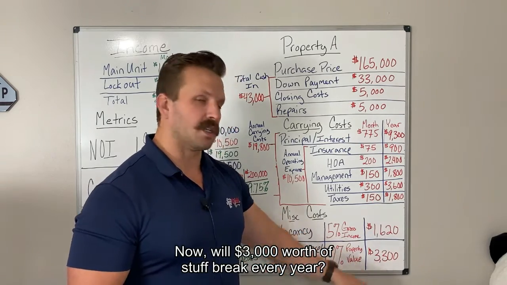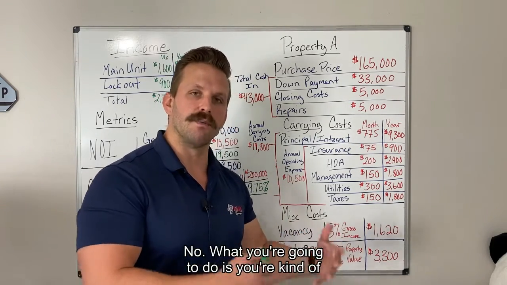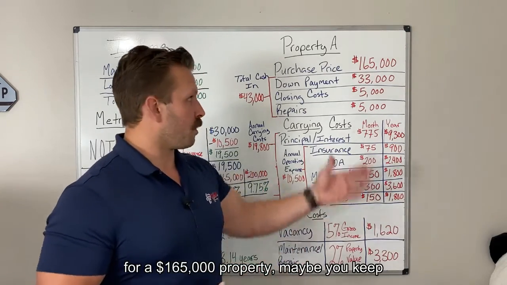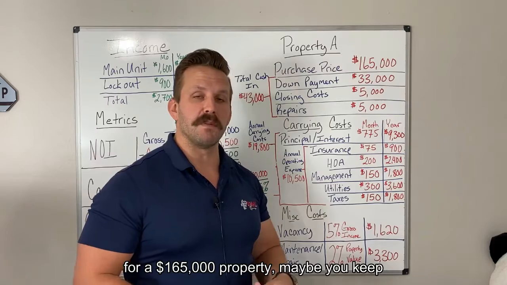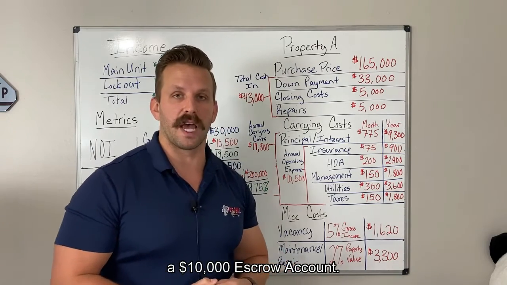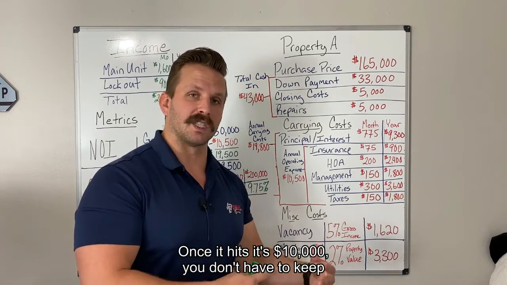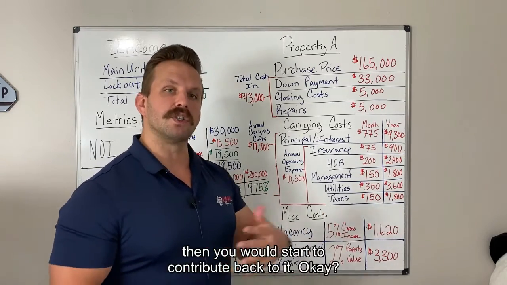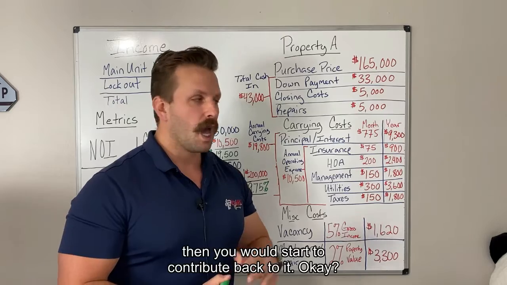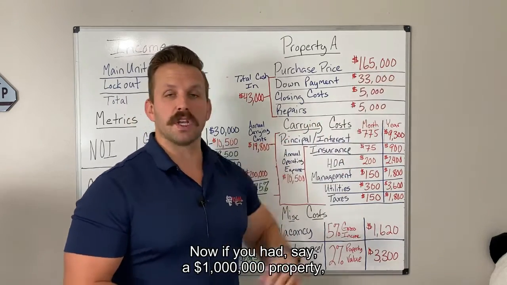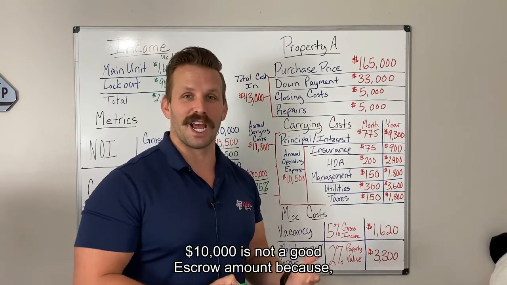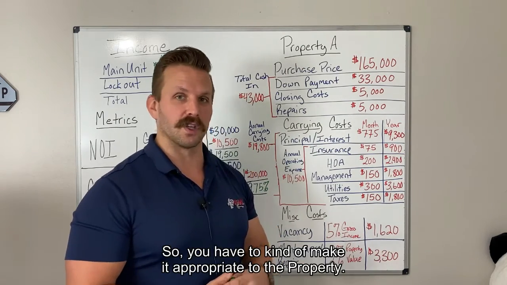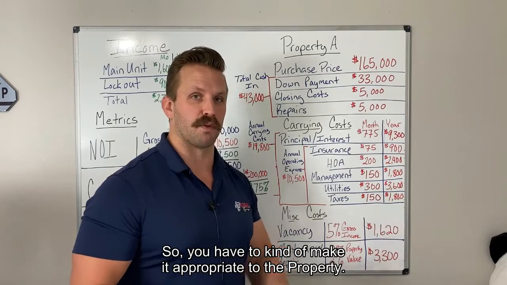Now, will $3,000 worth of stuff break every year? No. What you're going to do is keep an escrow account. So for a $165,000 property, maybe you keep a $10,000 escrow account. Once it hits $10,000, you don't have to keep putting into it, but once it goes below that, then you would start to contribute back to it. Now, if you had, say, a $1 million property, $10,000 is not a good escrow amount, because the stove range might cost $10,000. So you have to make it appropriate to the property.